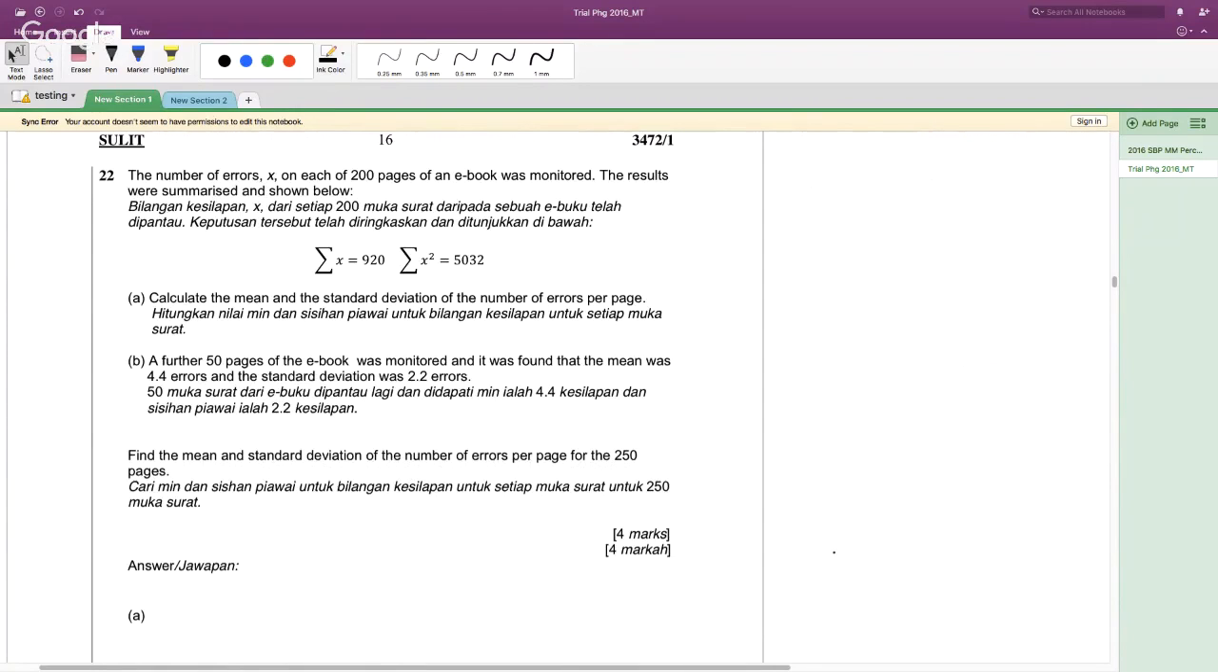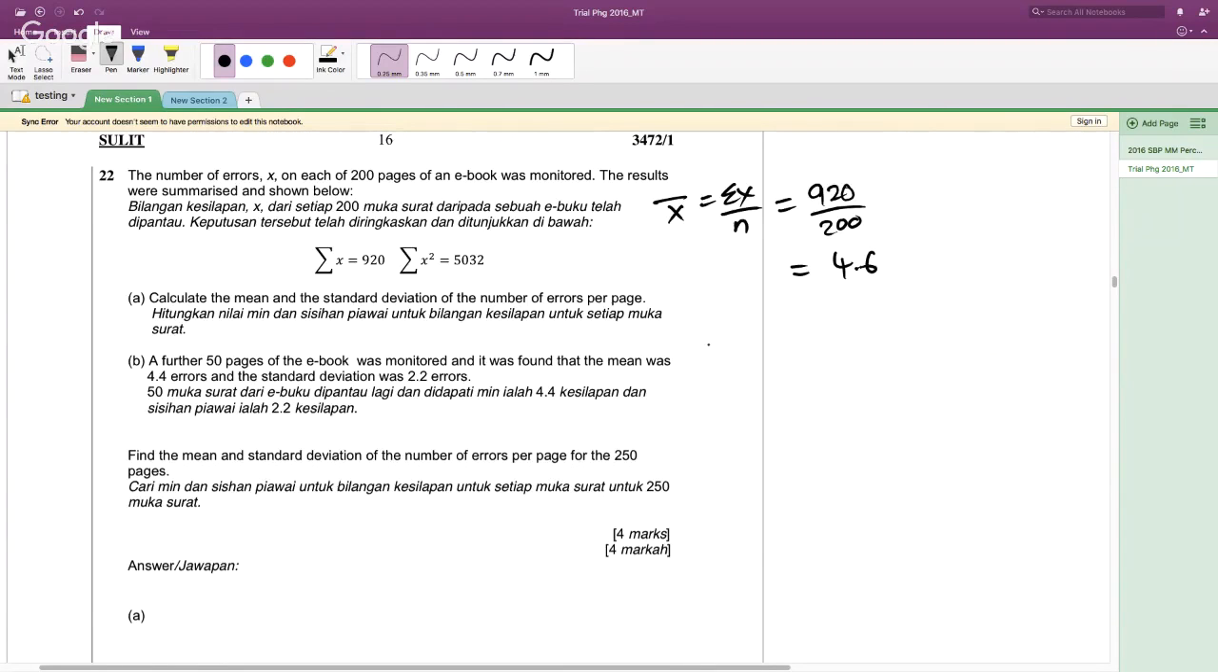The number of errors X on each of 200 pages of the ebook was monitored. The result was summarized and shown below: sum of X for 200 pages is 920, and sum of X squared for 200 pages is 5032. Calculate the mean and the standard deviation of the number of errors per page. So you do the mean. Mean equals sum of X over N. Sum of X is 920, N is 200 pages, because they want each page. So I use 920 divided by 200, and I get 4.6.